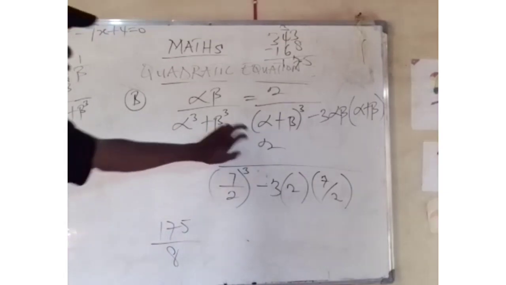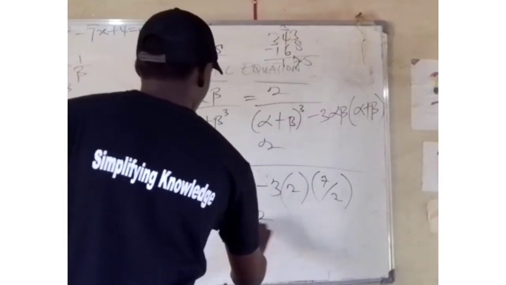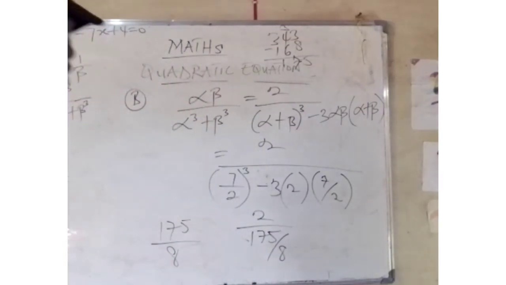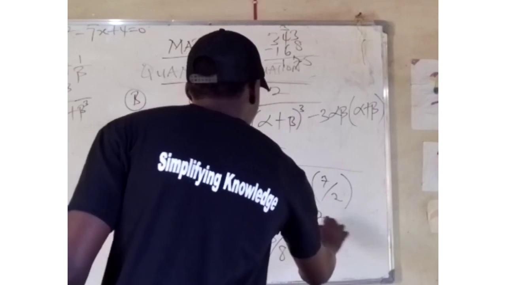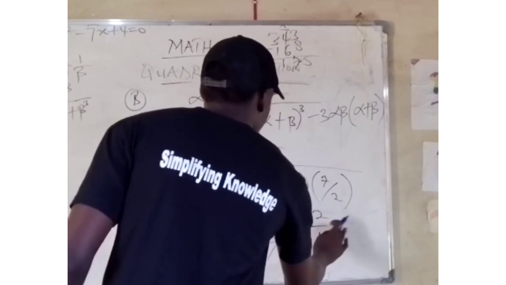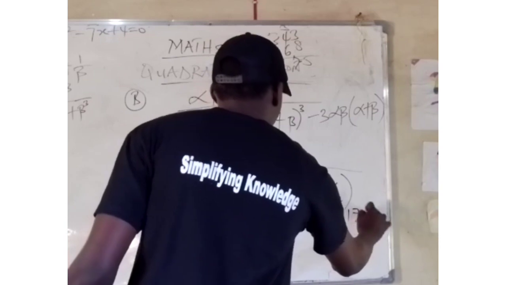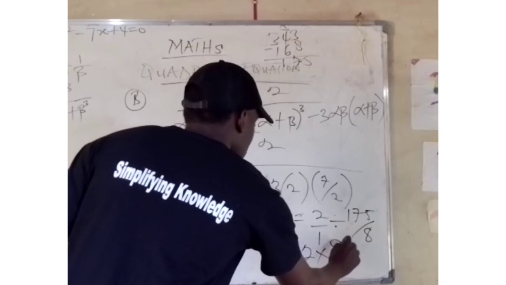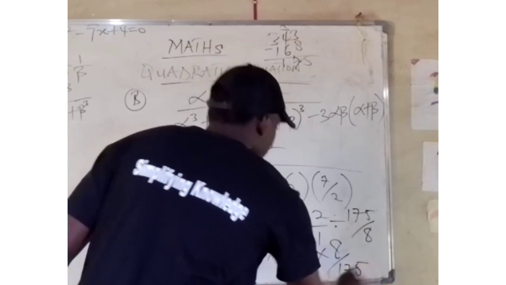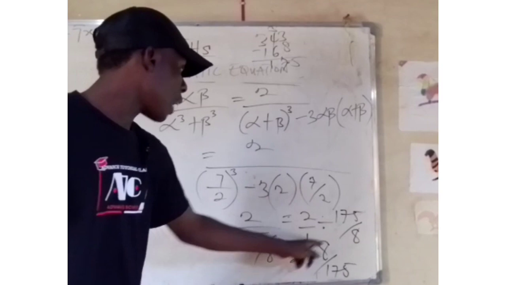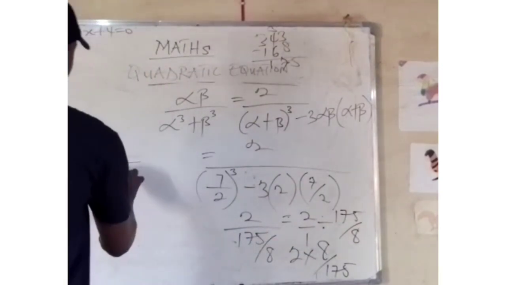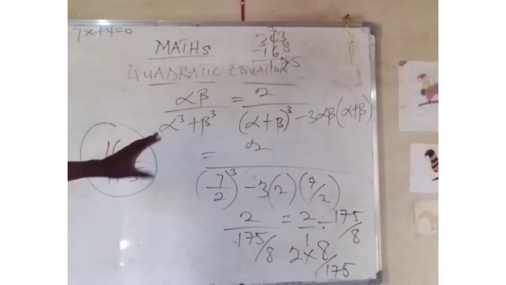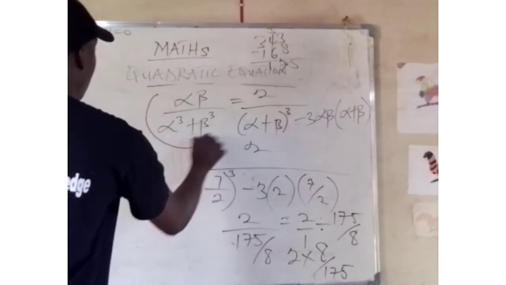Now let's continue. This 2, right? 2 over 175 over 8, isn't it? So I can say this equals 2 divided by 175 over 8, which is 2 times 8 over 175. 2 times 8 is 16 over 175. So this is the final answer. You can't simplify this fraction any longer. So this is the answer for this problem. This is the B part of the problem.